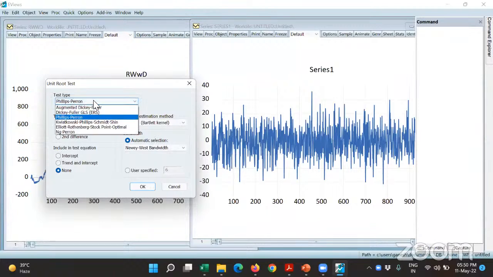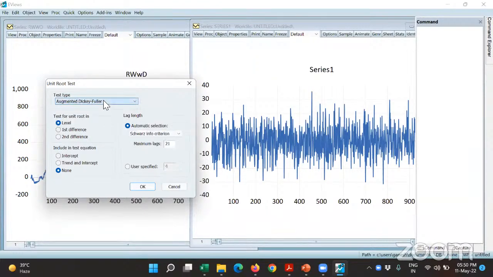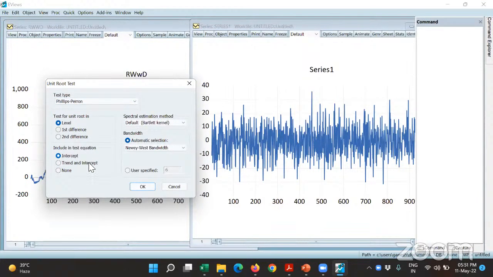The same thing applies whether it's a Phillips-Perron, an ADF, a GLS test, or some of these other tests. You need to have this choice between intercept, trend, and none. In this kind of series, because I know beforehand, the correct option would have been none, and I should have chosen that.